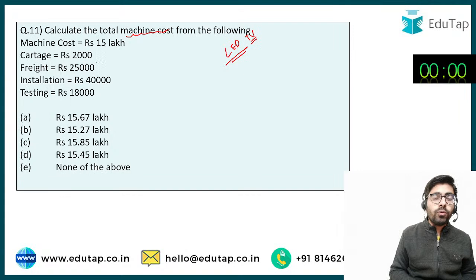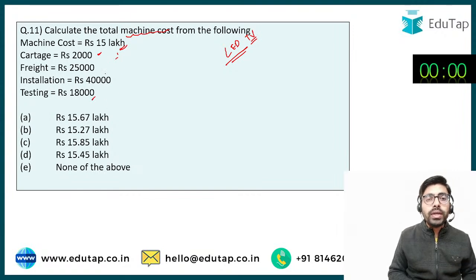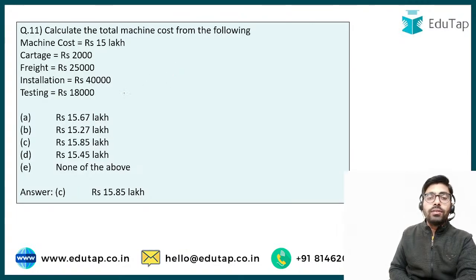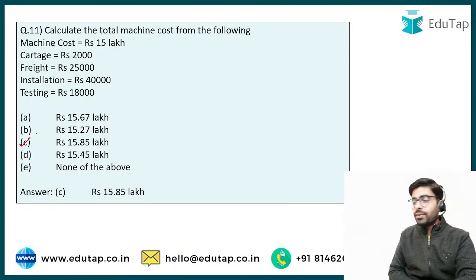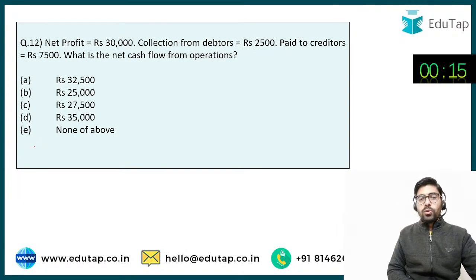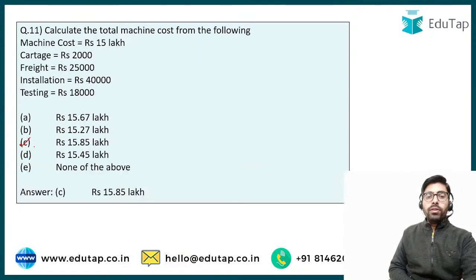So let's total all these expenses. 15 lakh is the cost of the machine. Cartage is 2000, testing is 18, so total of these is going to be 20,000, and then 25, it means 45, and then 40, 85. So 15.85 lakh is going to be the total, and this is going to be the answer. Answer is going to be option number C. Yes, CA केशव महेश्वरी, सभी ऐड हो जाएंगे. तो आंसर आपका ऑप्शन नंबर सी का बिल्कुल सही था.